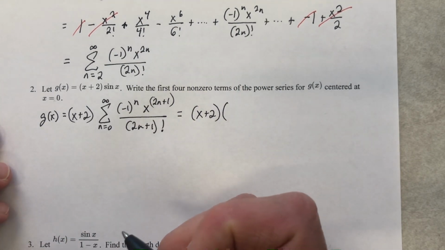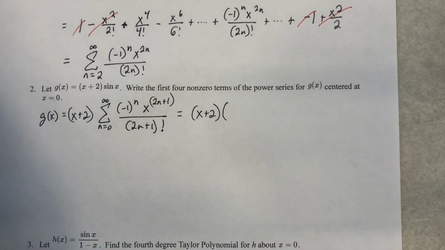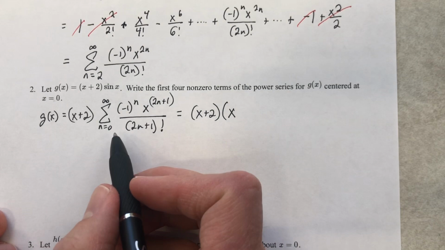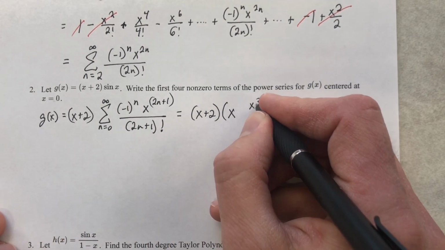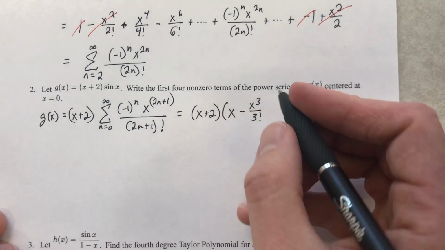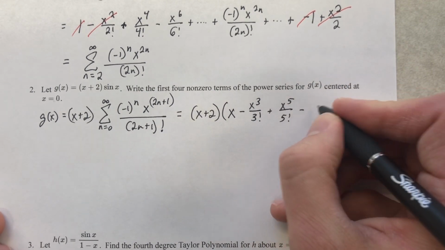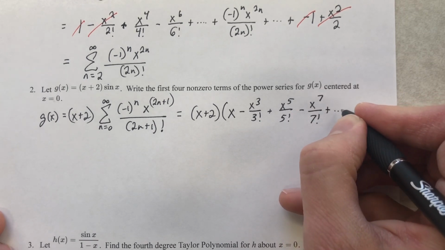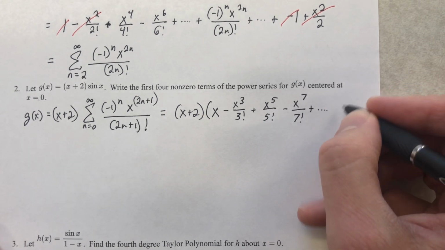Plug in a 0. When you plug in a 0, you're going to get 1x. When you plug in a 1, you're going to get x cubed over 3 factorial. It is negative. When you plug in a 2, you're going to get x to the 5th over 5 factorial. When you plug in, you can see where this is going. Now, by this point, it's going to keep going forever. And if you want to write the general term here, you can.